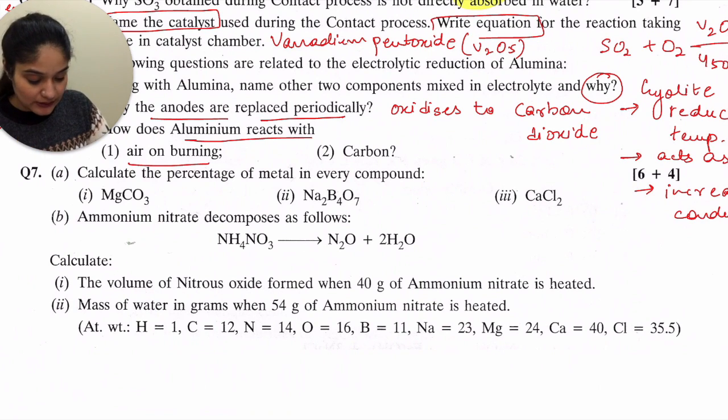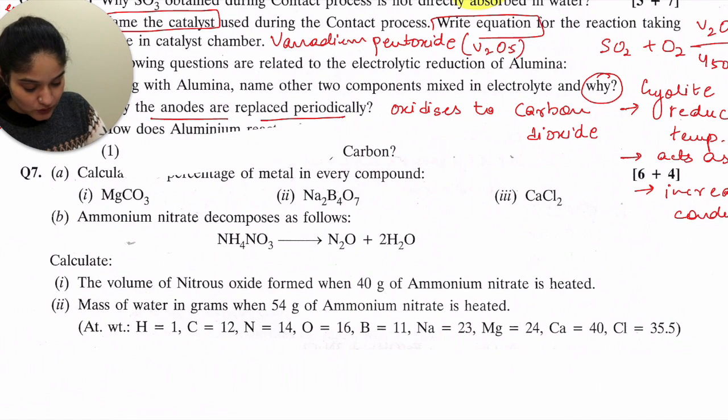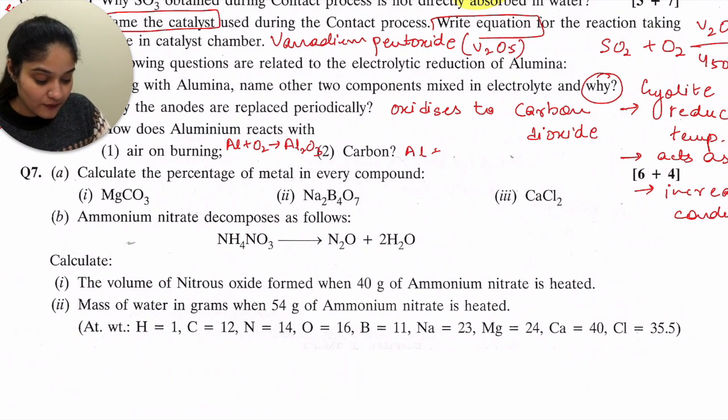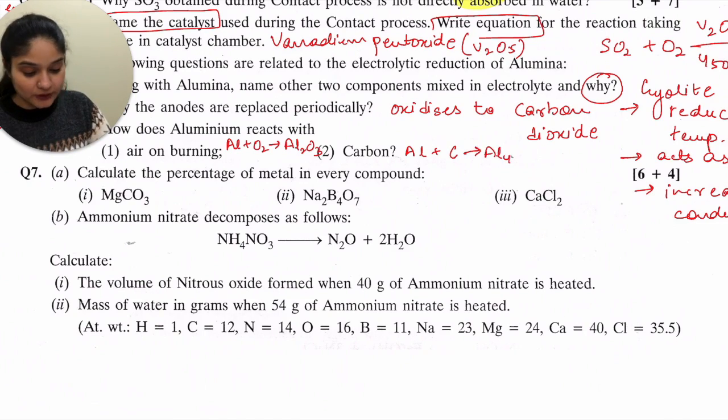Now, how does aluminium react with air on burning and with carbon? It's very simple, small equations. Aluminium plus oxygen gives you Al2O3, and aluminium plus carbon gives you Al4C3.